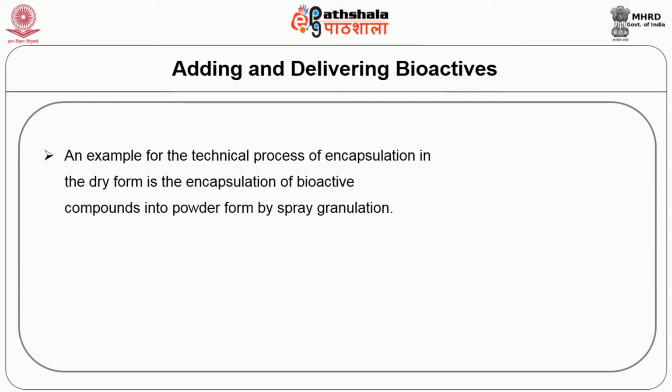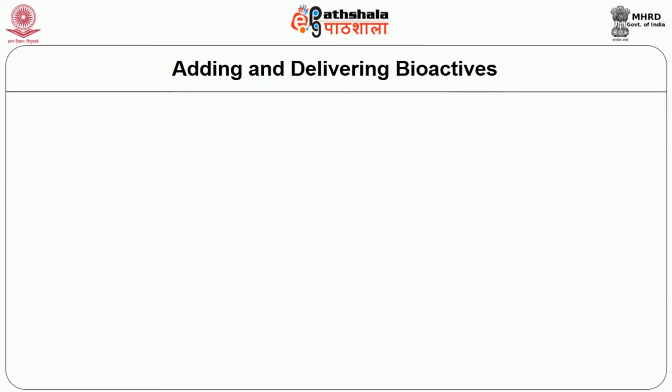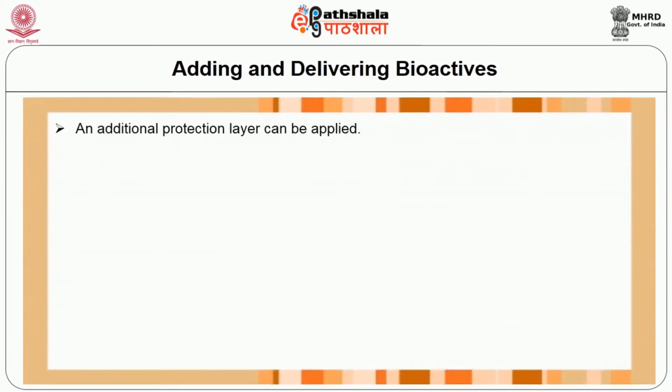form by spray granulation. Herein, the bioactive compounds, for example carotenes as colorant, are in liquid solution and sprayed onto inert core particles, for example sugar crystals with a specific size classification, where the solution then dries and forms layers around the solid particle. An additional protection layer can be applied.